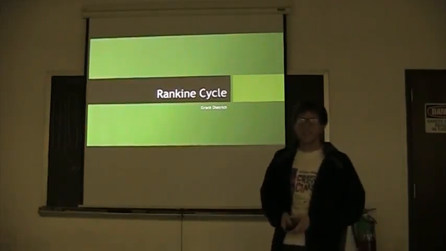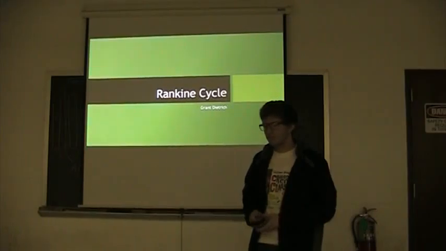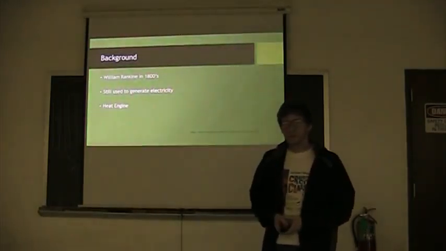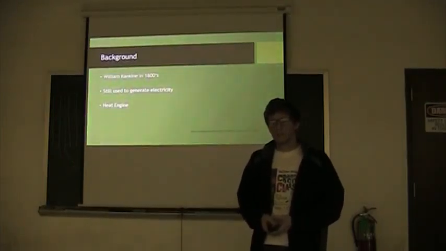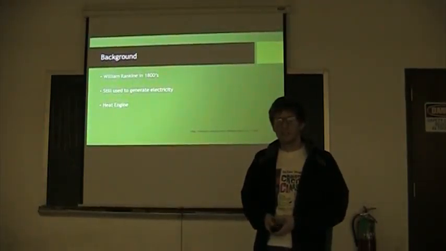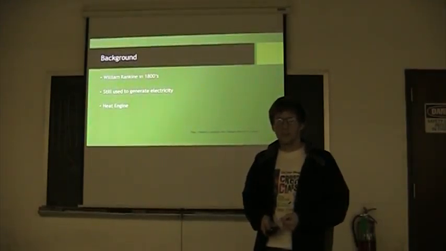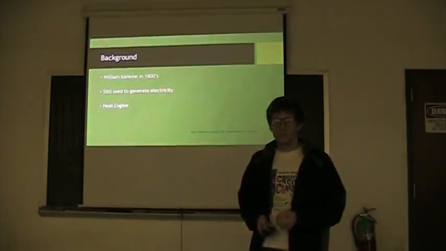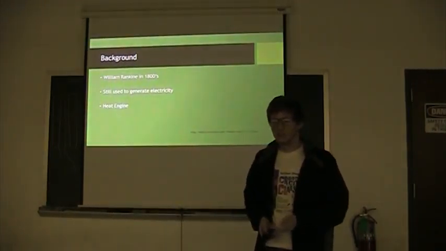I'm Dietrich, and I'm the Group 1 lead on the Rankine cycle, Experiment 5. A little bit of background: the Rankine cycle was proposed by William Rankine, who was a Scottish civil engineer. He lived around the 1800s, and the premise that he proposed was this heat engine that would operate with water, and that consisted of a pump, a boiler, a turbine, and a condenser.